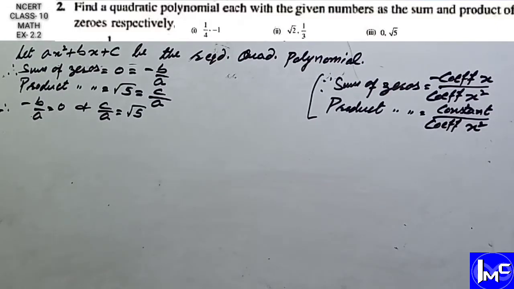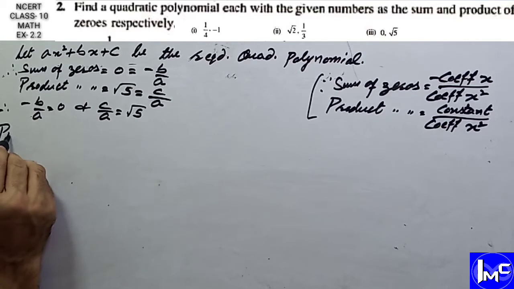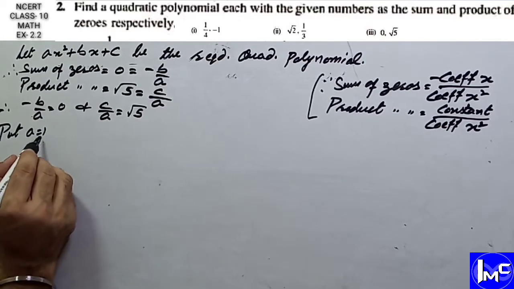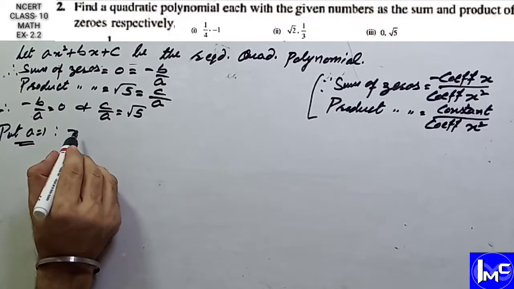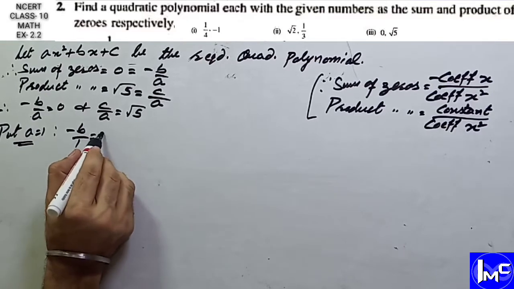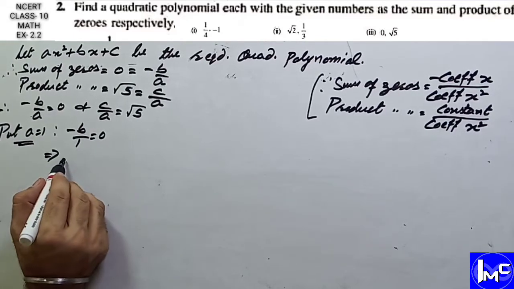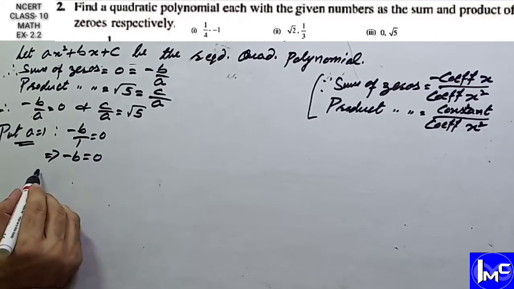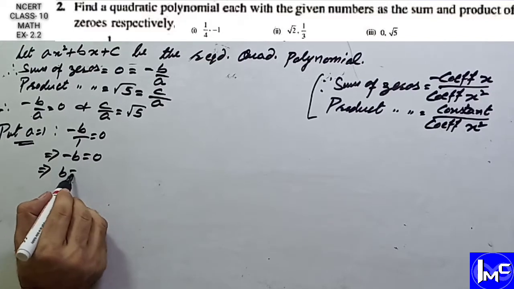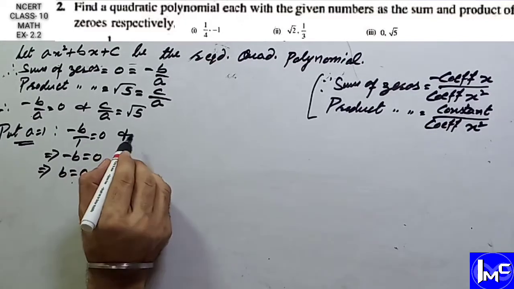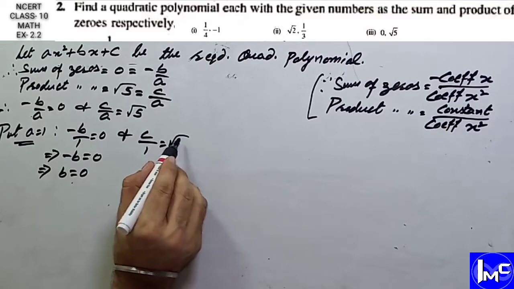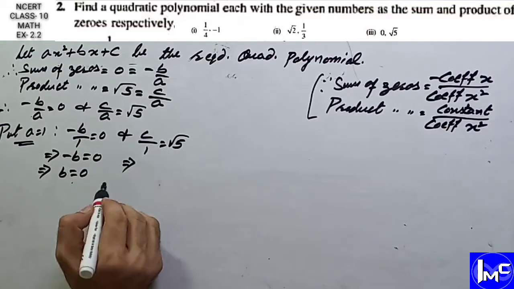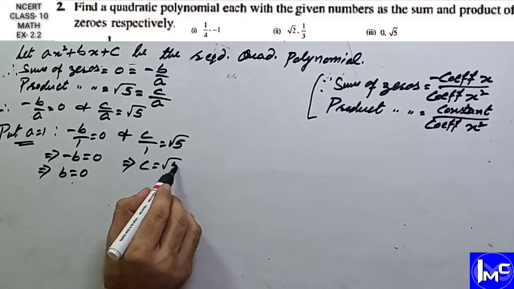Now again we put a is equal to 1 and we get minus b over 1 is equal to 0. That implies minus b is equal to 0, and that implies b is equal to 0, and c over 1 is equal to under root 5. That implies c is equal to under root 5.